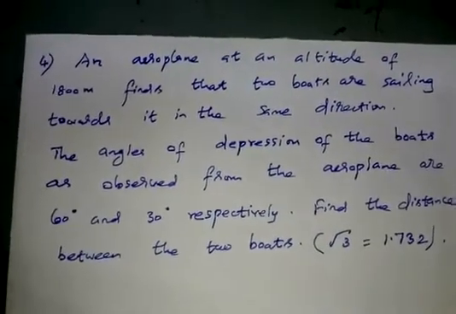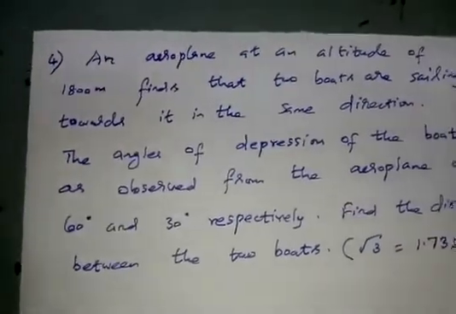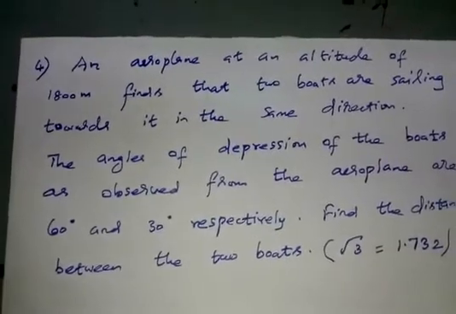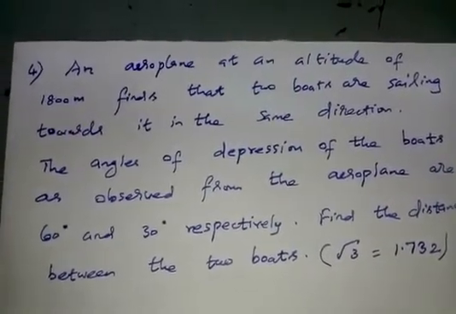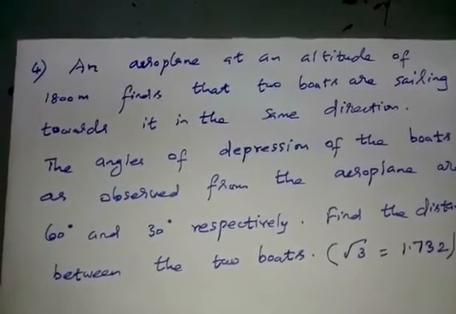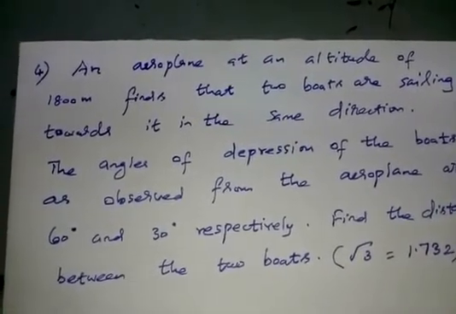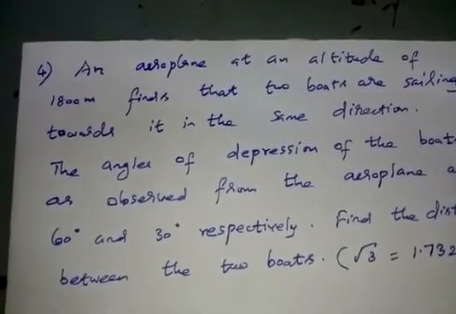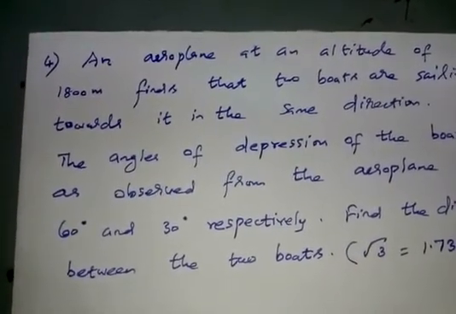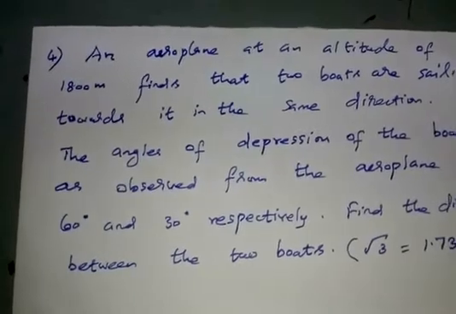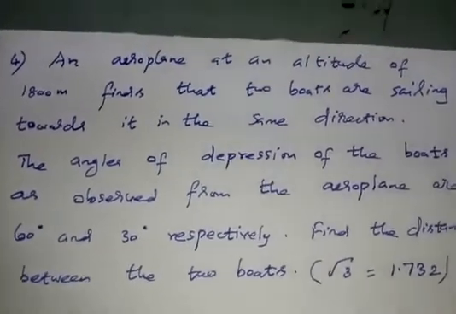Exercise 6.34 sum. An aeroplane at an altitude of 1800 meter finds that two boats are sailing towards it in the same direction. The angles of depression of the boats observed from the aeroplane are 60 degree and 30 degree respectively. Find the distance between the two boats. Hint: square root of 3 is equal to 1.732.